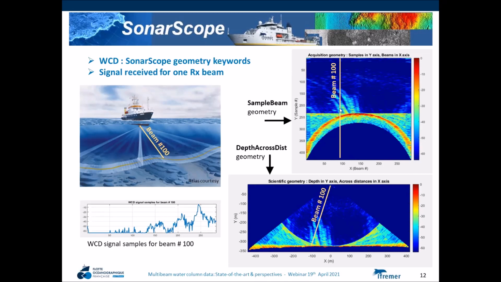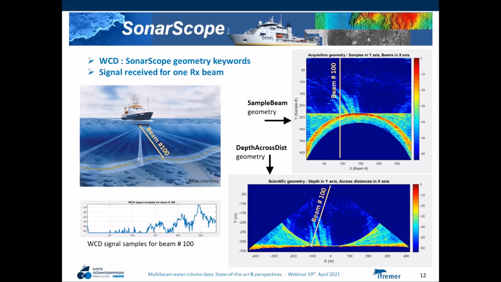The water column data acquisition geometry is named sample beams in the Sonarscope vocabulary. This geometry is not readable for humans because every column is coming from a different angle. So we apply a geometric transformation to display the data in a Cartesian geometry. We call it depth across distance geometry in the Sonarscope vocabulary.